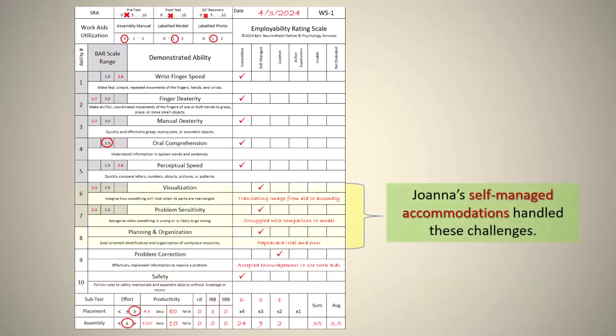Joanna's ratings by Susan at the self-managed accommodation level also included notations. For visualization, Joanna used the labeled photo to translate images from the photo to aid in assembly. For problem sensitivity while she was assembling the doll chair, she struggled with comparison to the model. And for planning and organization, Susan rated Joanna at the self-managed level because she demonstrated haphazard trial and error.